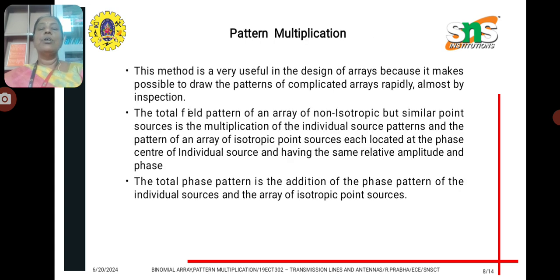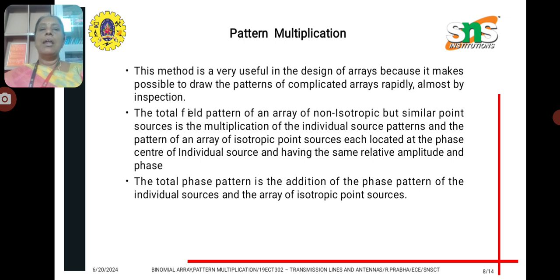So next we are going to see another method of calculating or sketching the radiation pattern in a speedier way, called pattern multiplication. This method is very useful in the design of arrays because it makes it possible to draw the patterns of complicated arrays very rapidly, almost by inspection.